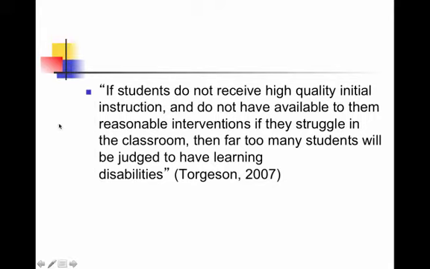Torgerson in 2003 said if students do not receive high quality initial instruction and do not have available to them reasonable interventions if they struggle in the classroom, then far too many students will be judged to have learning disabilities.